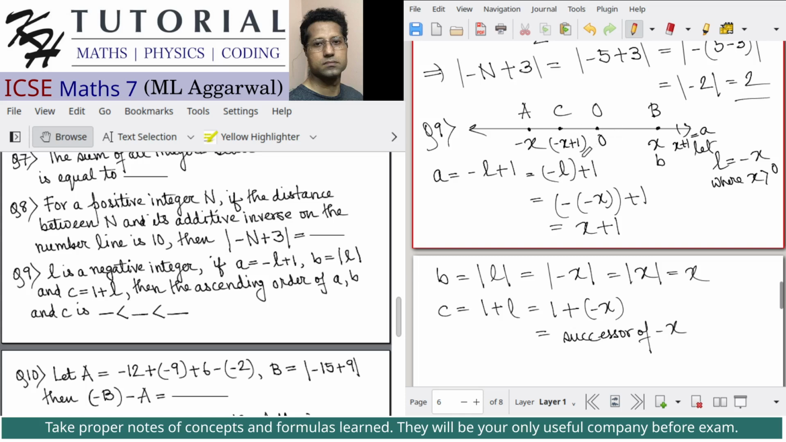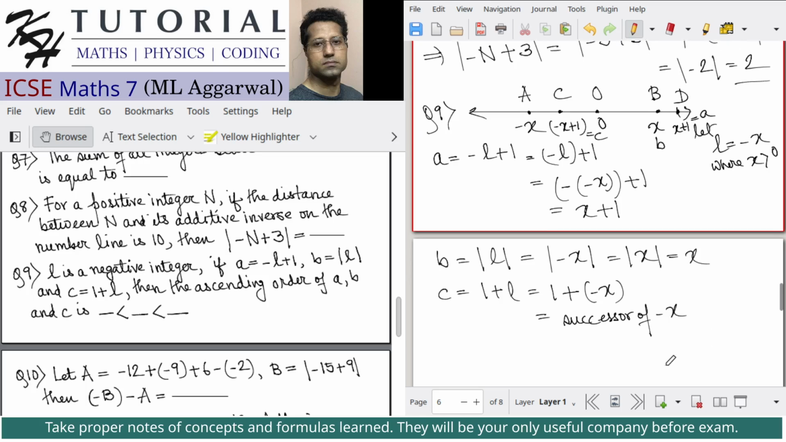So we have, let's say, this point, the point x plus 1, which is equal to a, b, d, and the point C is marking the value C, which is equal to minus x plus 1. Okay. So we can clearly see the position of A, B, C.